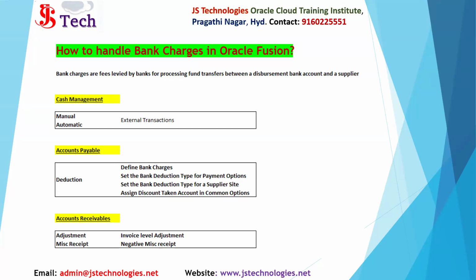Handling bank charges in Oracle Fusion is usually done through cash management or payables, depending on when the bank charges are identified and based on client requirement. If in cash management, there are two methods. Method one, manual, method two, automatic. In case of manual, this method is used when the bank deducts charges directly in the bank statement.